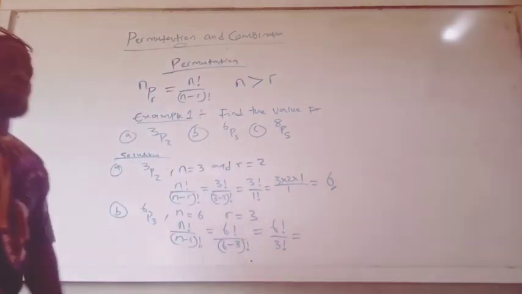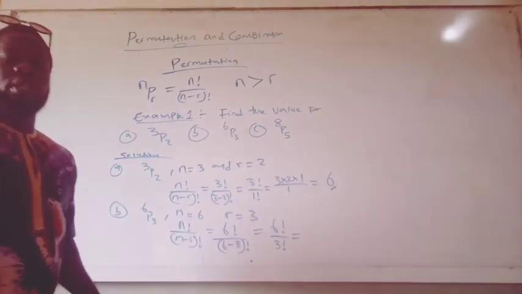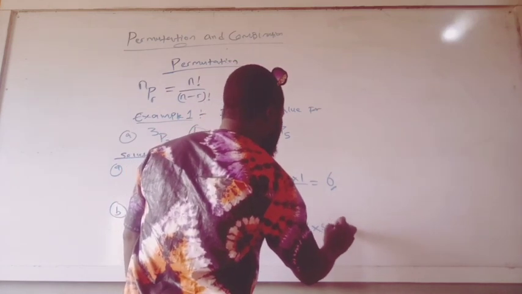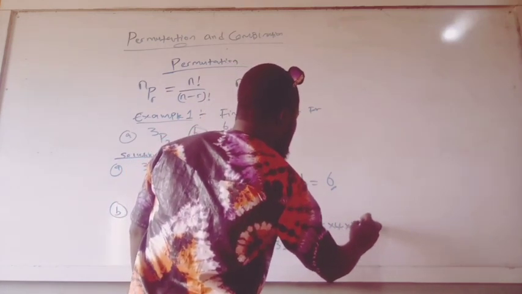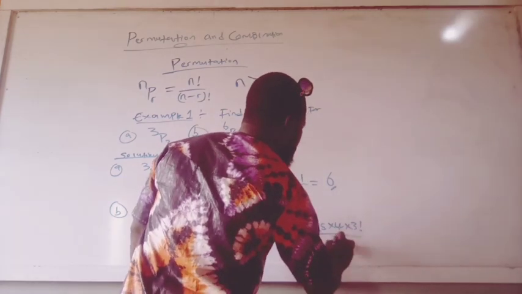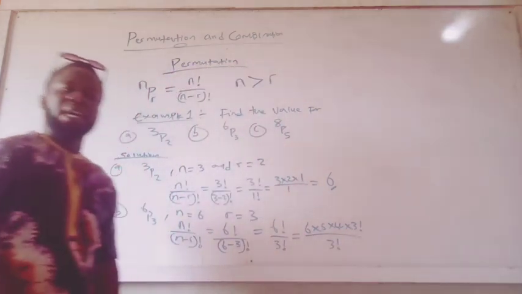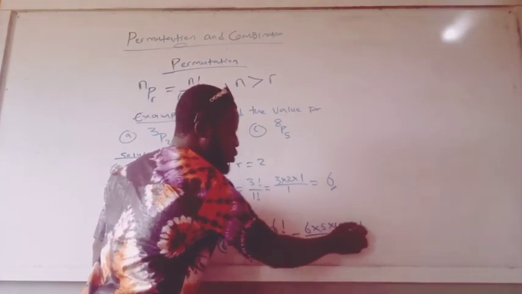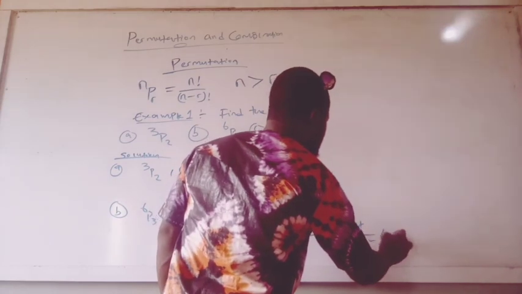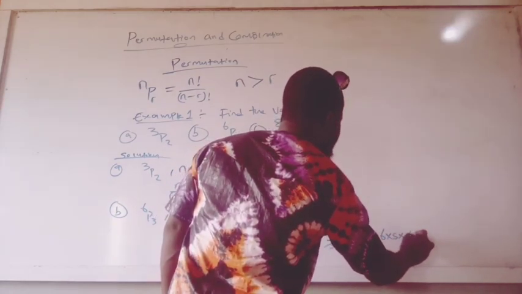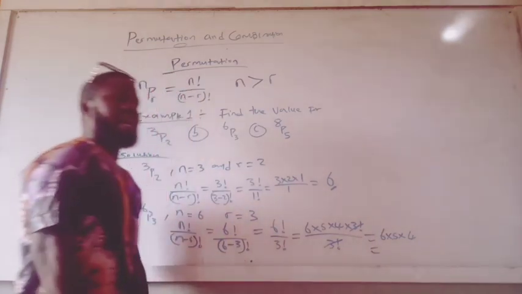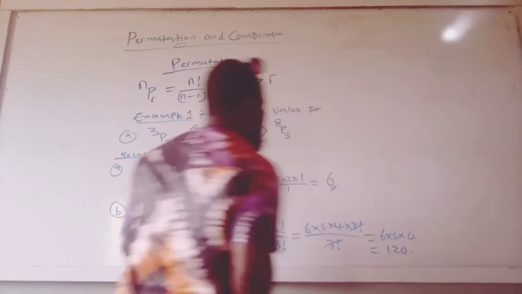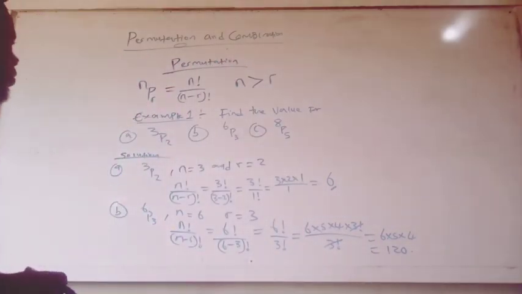Now mind you, I told you we can express this in terms of the smaller one, because this one is smaller than this. That will give us 6 times 5 times 4 times 3 factorial all over 3 factorial. I can see you are crossing out as you are getting along. So this will cancel, and that's 6 times 5 times 4. 6 times 5 is 30. 30 times 4 will give you 120. So that will be your answer.